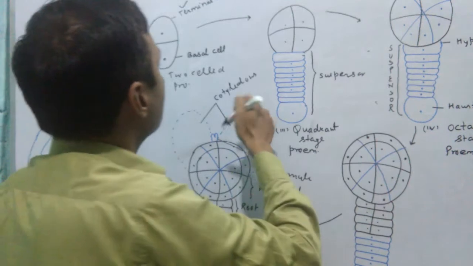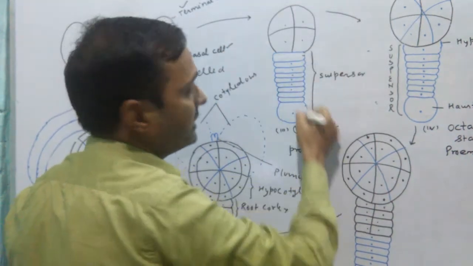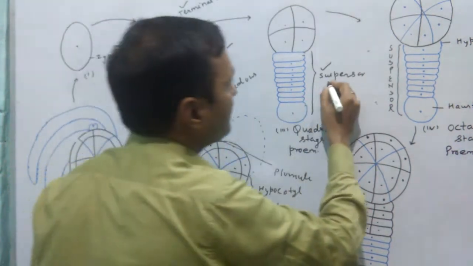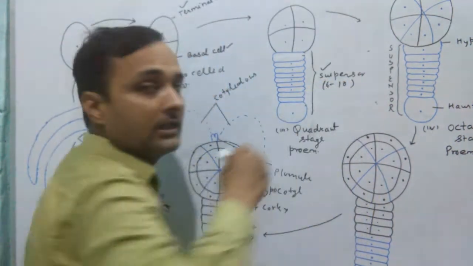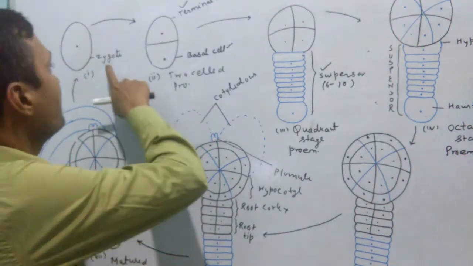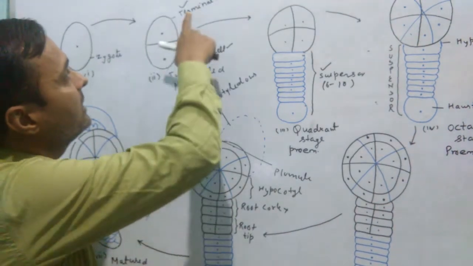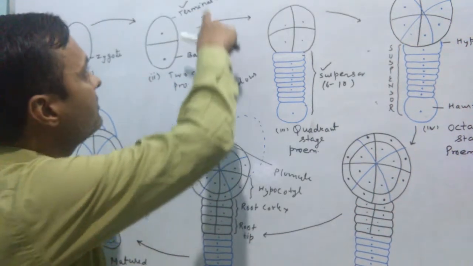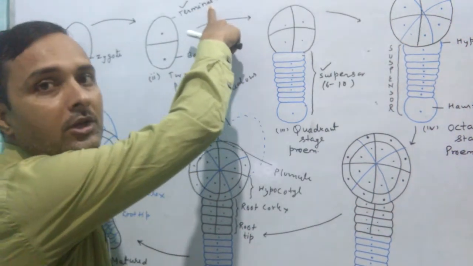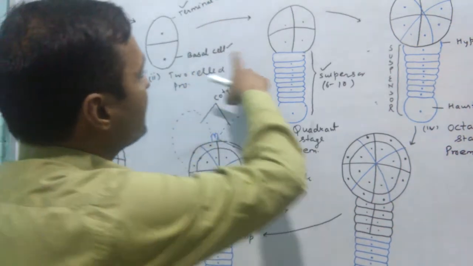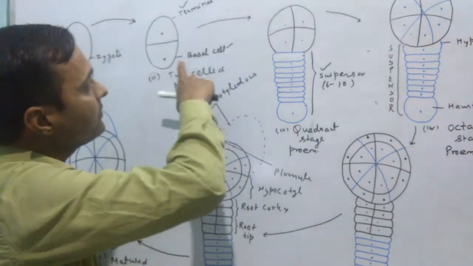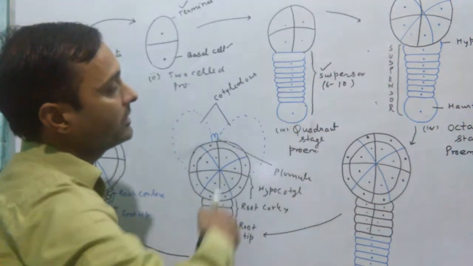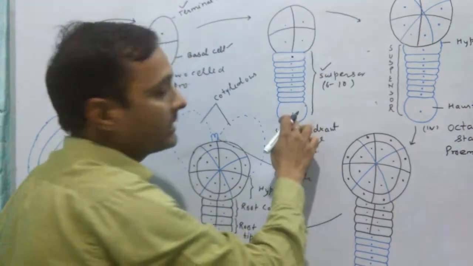Then further, this basal cell forms a long chain, and this long chain is known as the suspensor. This chain has about 6 to 10 cells. Once again, first of all the zygote divides and forms two cells. The upper cell is the terminal cell, and the lower is the basal cell. The terminal cell will give rise to the complete part of the embryo, whereas the basal cell will give rise to the suspensor. The basal cell divides many times by transverse division and forms a long chain, and this long chain is known as the suspensor.